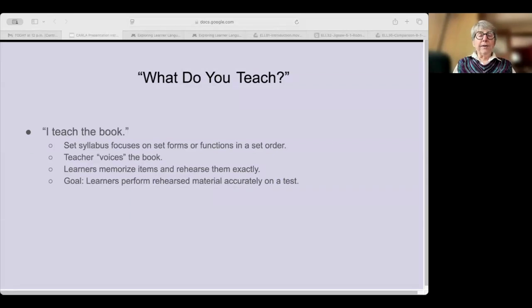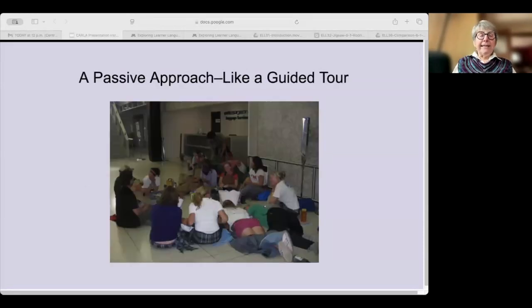Learners memorize the items, rehearse them exactly. And the goal of this approach is for learners to be able to perform rehearsed material accurately on a test. You might refer to this as teaching to the test. Next. This teach the book approach is passive, like a pre-planned trip where content is presented on a set agenda, one size fits all. You just show up, follow directions, there's no surprises, it's boring. The result is that most of the time, such learners can only use the language in predictable role-play situations in the classroom or in response to highly rehearsed questions.